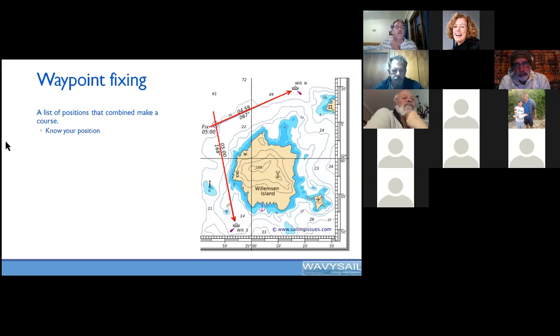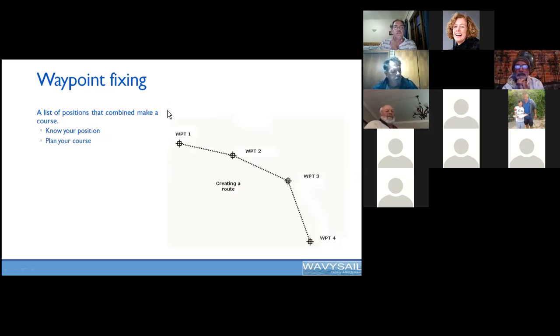Okay? You've got a known position where you're starting from. That's where you're starting your course, probably in port. If not, you're deciding to change course when you're at sea, you get a fix, you've got a starting position. You then make a waypoint list. That's where I want to go first, then there, then there, then there.